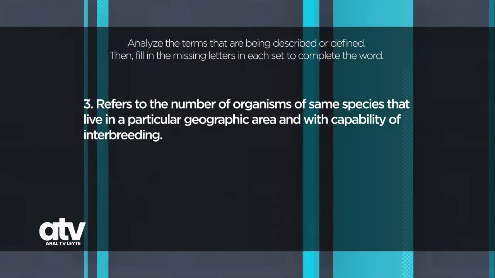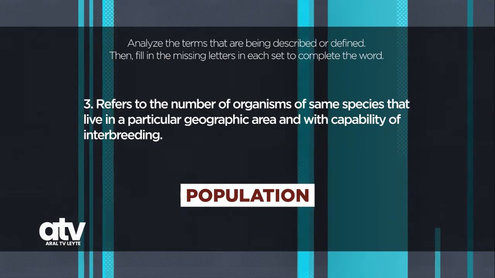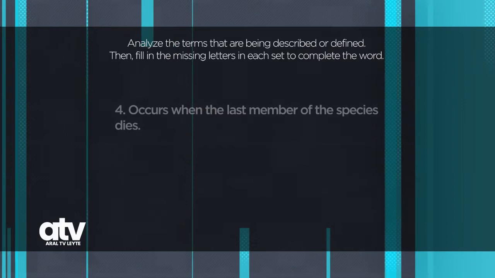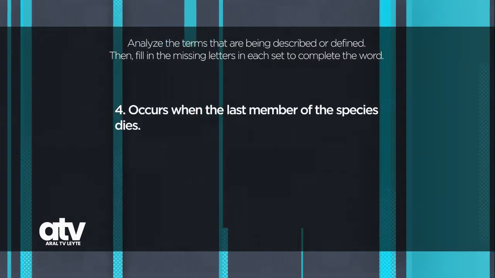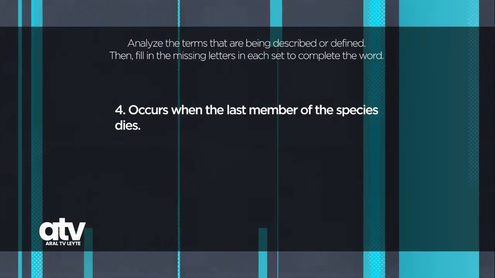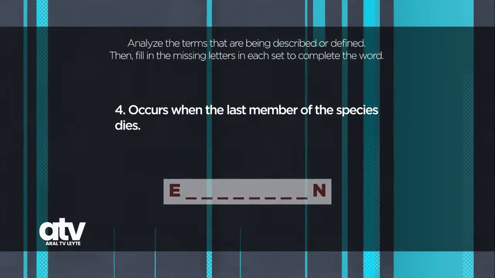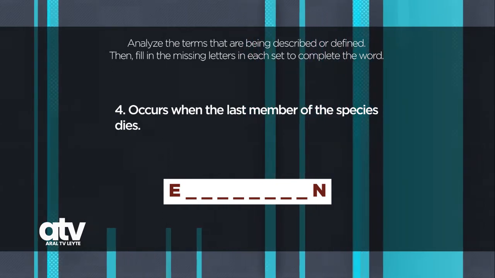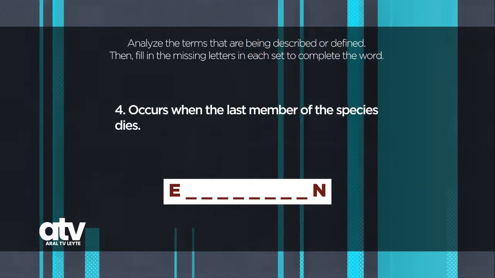You got it right. It's population. Number 4 occurs when the last member of the species dies. The term has 10 letters that starts with letter E and ends with letter N.